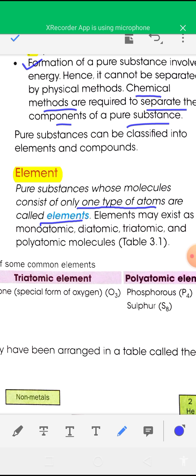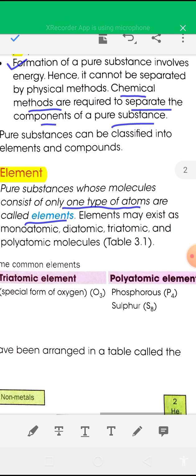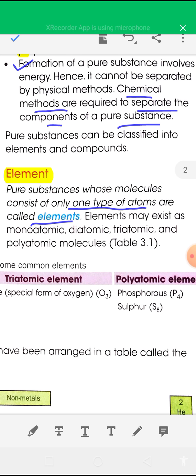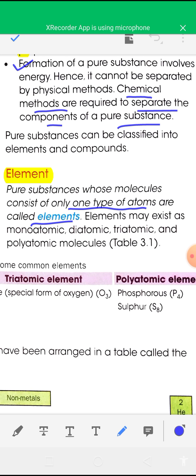And elements may exist as monoatomic, diatomic, triatomic and polyatomic. That is, some elements are formed by a single atom, which are known as monoatomic elements, and some elements are formed by a combination of two atoms, and they are known as diatomic elements. Some elements are formed by a combination of three atoms, and they are known as triatomic elements. So an element is a pure substance.